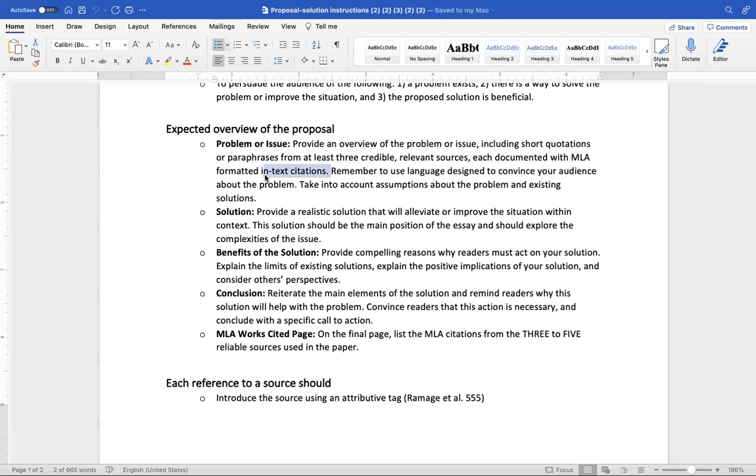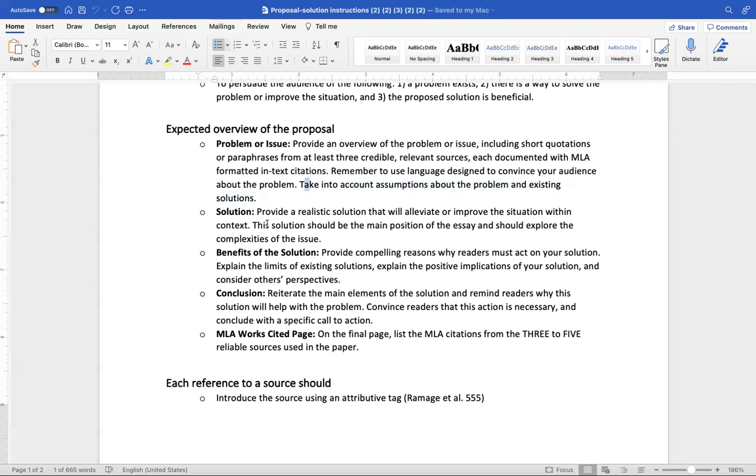Remember to use language designed to convince your audience about the problem, and take into account assumptions about the problem and existing solutions. You might be talking to the city council of Dallas, and they're probably looking at you going, okay, well, we already have programs and this and that. So what are you going to tell them that they don't know?